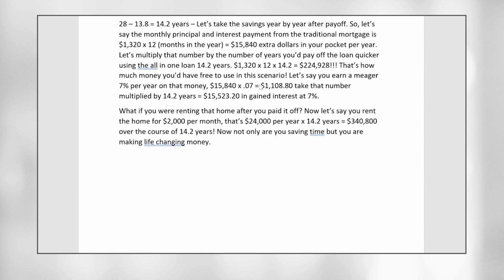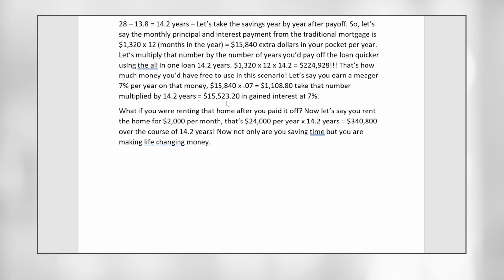So let's say you earn 7% on that money, and that's pretty meager. That's like $1,108.80 per year. So that's an extra $15,523.20 gain just, you know, from a very simple investment.